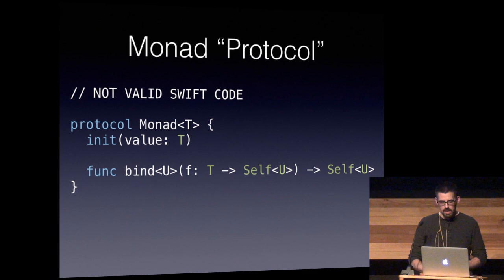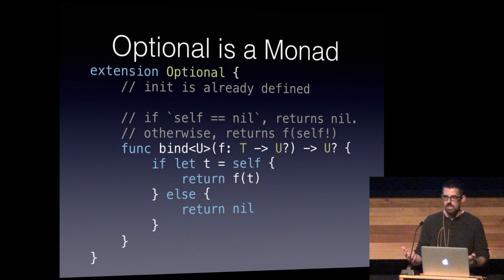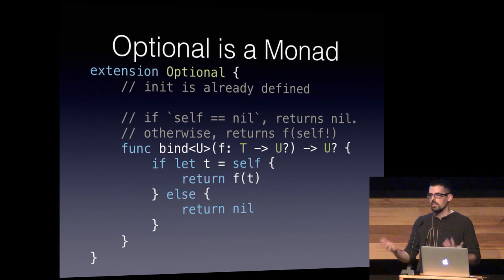In particular, optional is a monad. You're already using it. You just don't realize it unless, you know, you've had this conversation before. Init is already defined, right? You can create an optional from a value. That's fine. Bind can be implemented like this, given a closure that takes a T and returns some new optional U. So say T is an Int, right? We have an optional Int. We can call bind on it, give it a closure that takes a non-optional Int and returns an optional of some other type, say a String, and then bind itself returns an optional String.